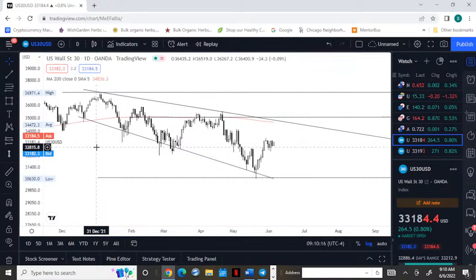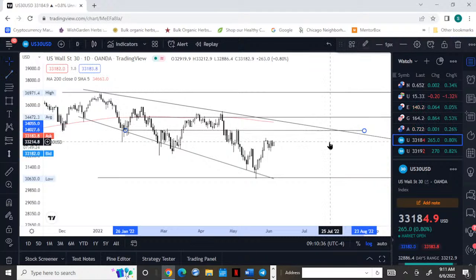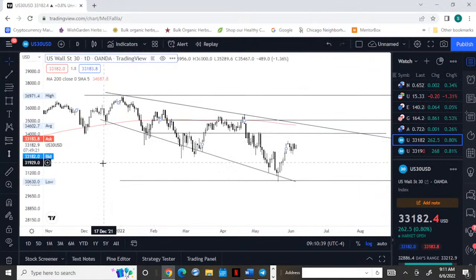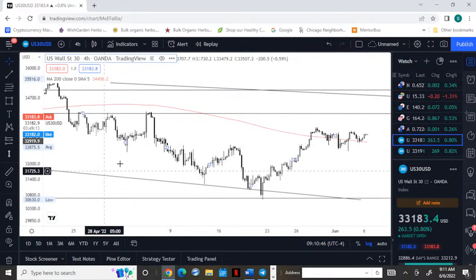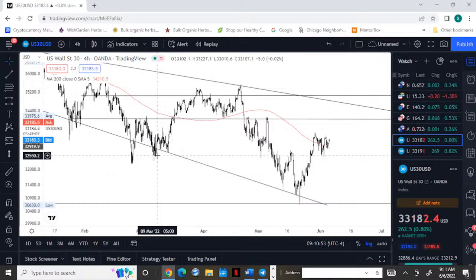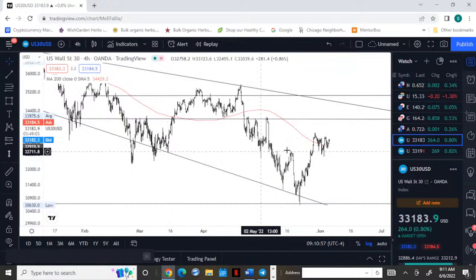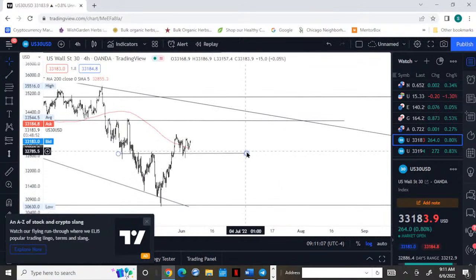The price is in this down channel. And it's currently under the 200 MA. I'm going to mark this zone right here. Go down to the 4-hour. I'm going to mark this area right here. We got 3 touches. Looks like most recent support and resistance zone.